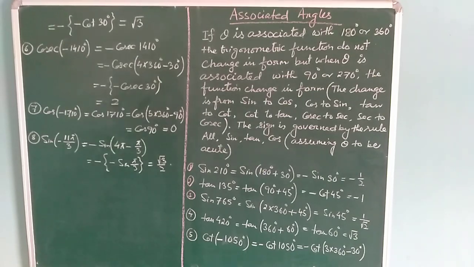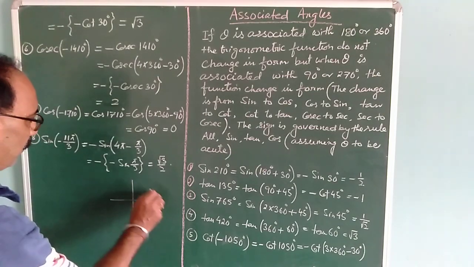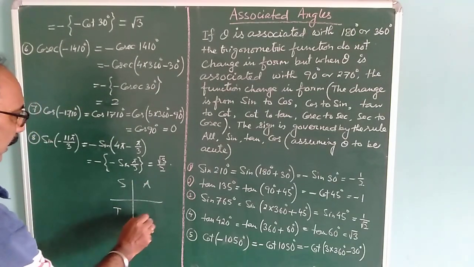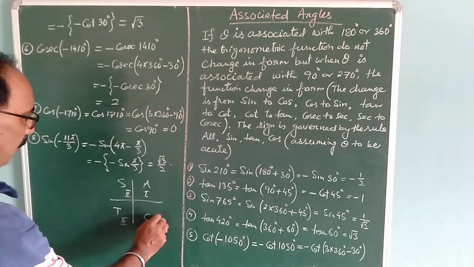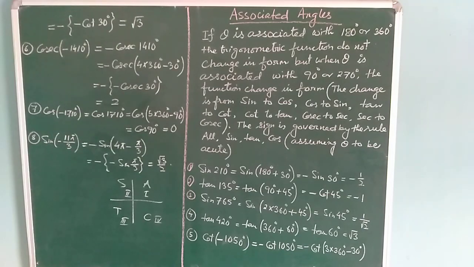All sine tan cos means what? This one. All sine tan cos. First quadrant, second quadrant, third quadrant, fourth quadrant. Like this, its sign changes.